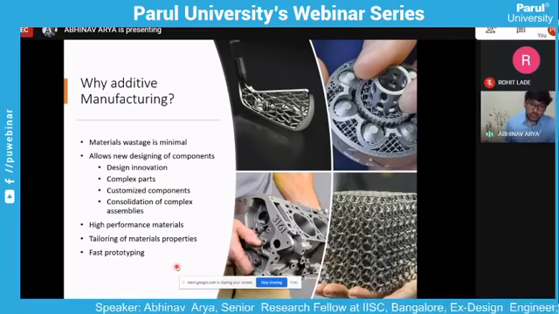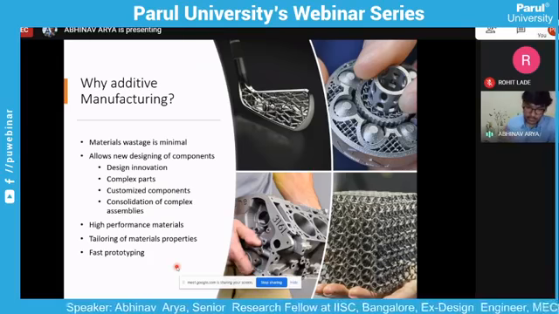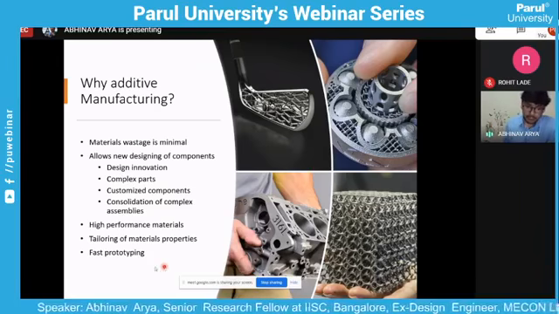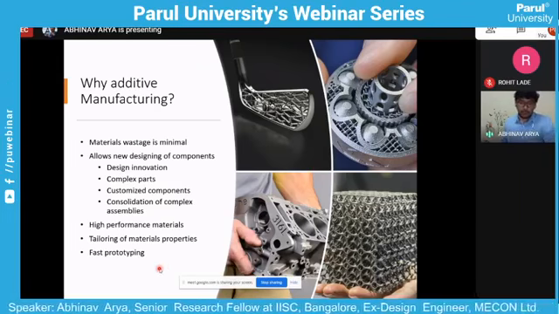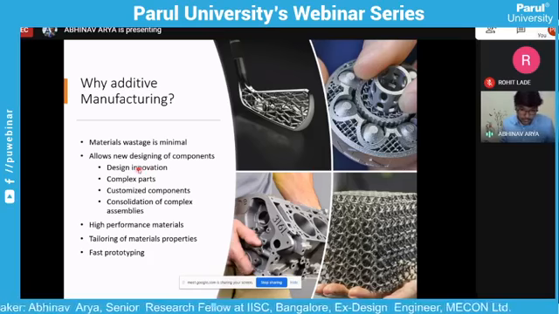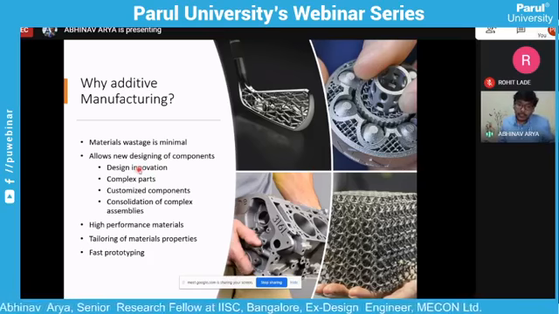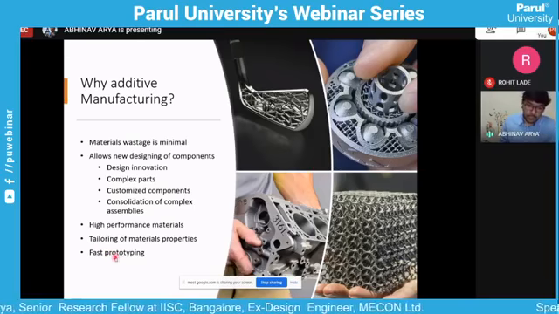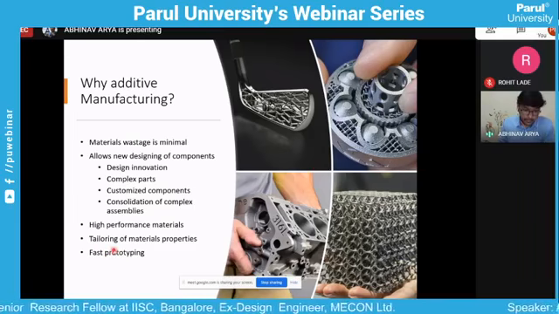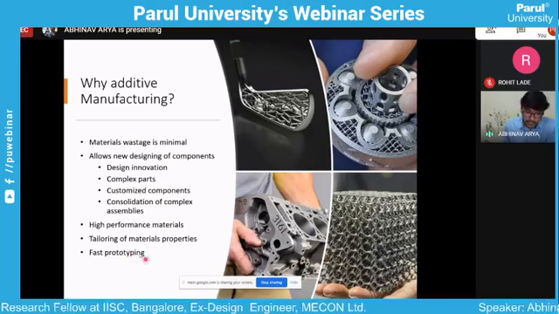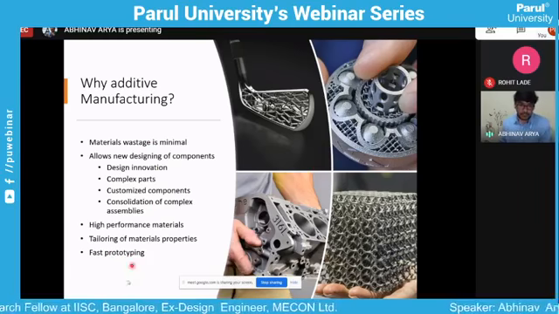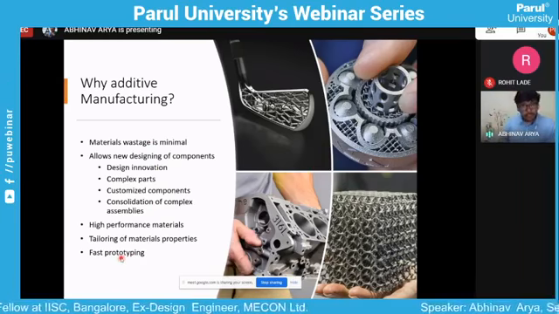Another advantage of additive manufacturing is fast prototyping. If we are making various designs of a component, we can very easily make a prototype of it and test it in a real environment. So this is a very big advantage of additive manufacturing. It makes prototyping very easy.